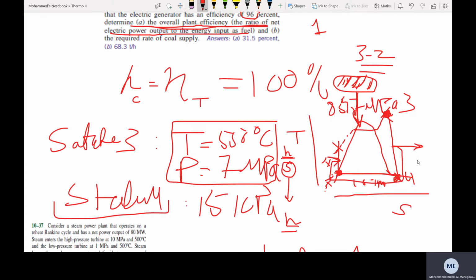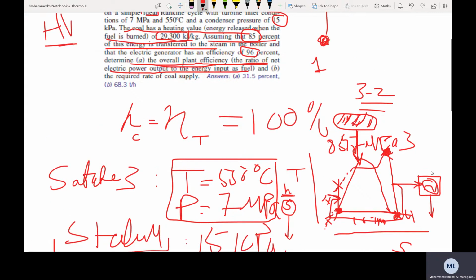the compressor, of course, and whatever net work is produced here will be utilized in an electrical generator to produce electricity. And then the power that this generator gives me, the electric power, also will not be 100% of the net power produced here. So it will be 96% of it, as he tells me. So what is the overall plant efficiency?